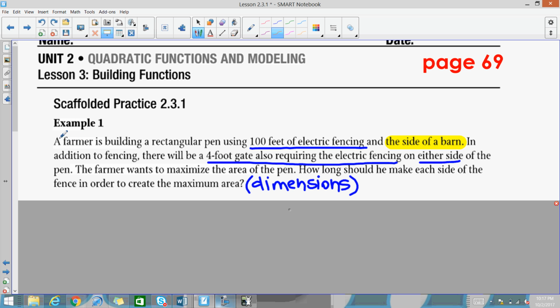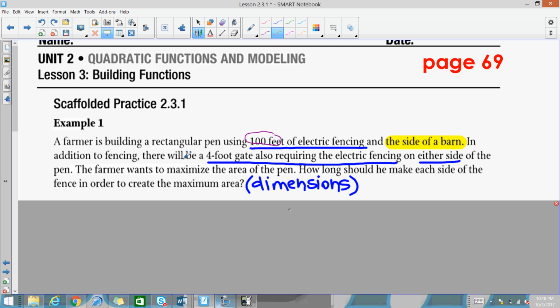Ready? A farmer is building a rectangular pen using 100 feet of electric fencing. So electric fencing, wood fencing, whatever fencing. It's 100 feet though, okay, 100 feet. Now, ready? Here's the trick. It says 100 feet of electric fencing, and the side of the barn is being used as the side of your fence, and I'll show you with the drawing.